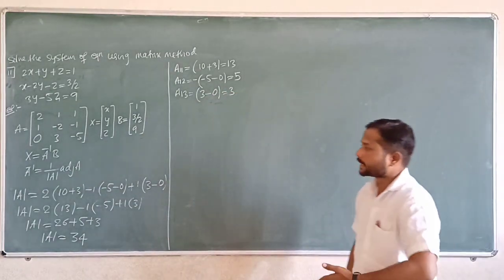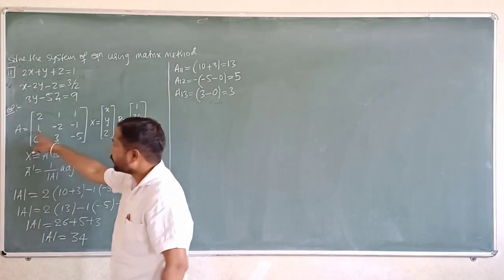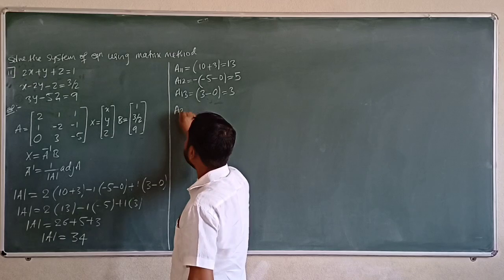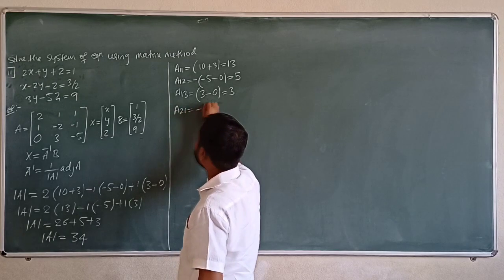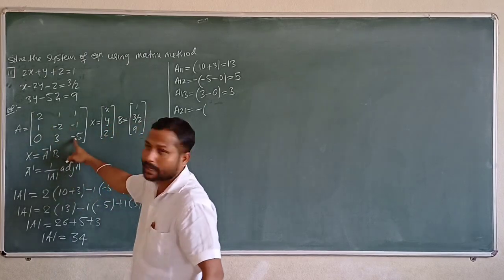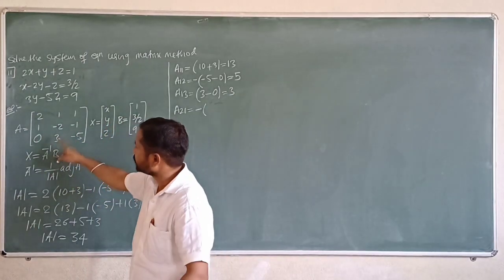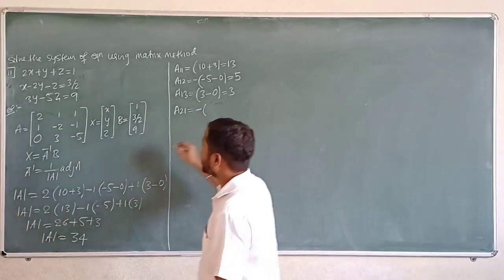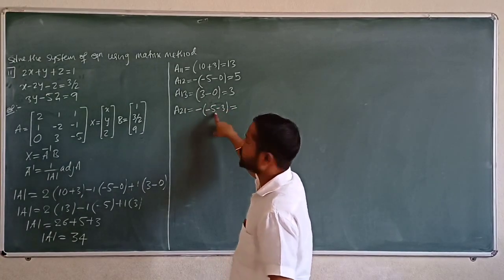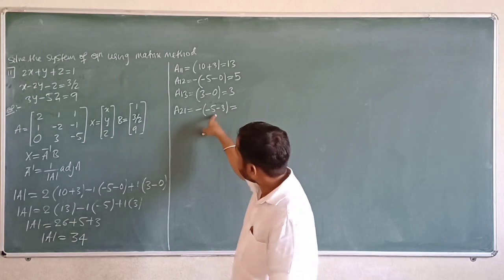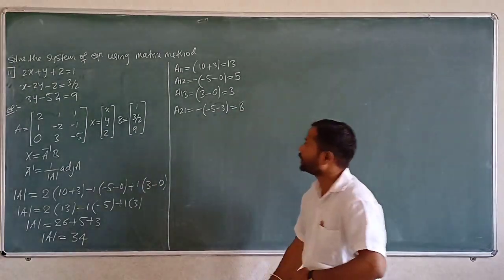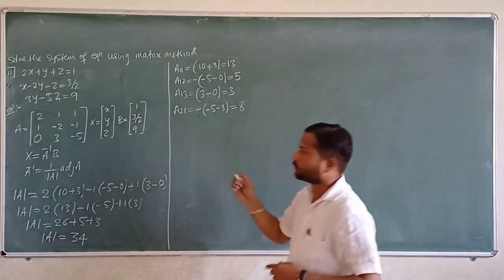Go for second row elements now, right? A21, is it positive or negative? Negative. Delete second row first column, then 1 into minus 5 minus 5, minus 3 1s are 3. Minus 5 minus 3, minus 8. Minus 8, backside again minus, it becomes plus 8. It becomes plus 8 now, right? Next.